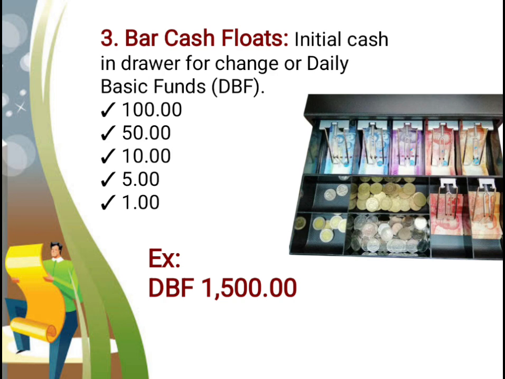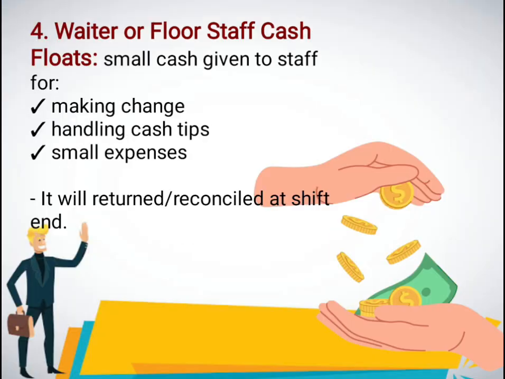So we have the bar cash floats, the initial cash in the drawer for change or daily basic funds, or DBF. So we have 100 pesos, 50 pesos, 10 pesos, 5 pesos, and also 1 peso. For example, in your daily basic funds, we have 1,500 in your cash drawer. The fourth one is the waiter or floor staff cash floats. Small cash is given to staff for making change, handling cash tips, and small expenses. It will be returned and reconciled at shift end.